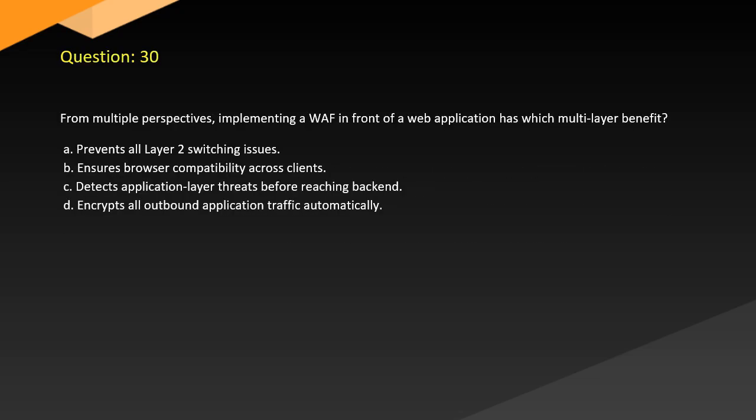Question 30. From multiple perspectives, implementing a WAF in front of a web application has which multi-layer benefit? A. Prevents all layer 2 switching issues. B. Ensures browser compatibility across clients. C. Detects application layer threats before reaching backend. D. Encrypts all outbound application traffic automatically.